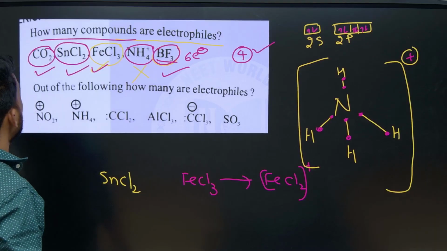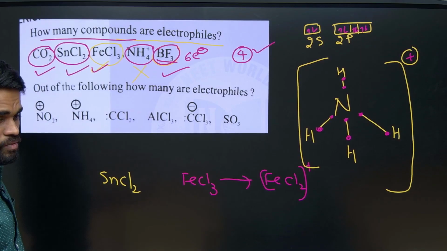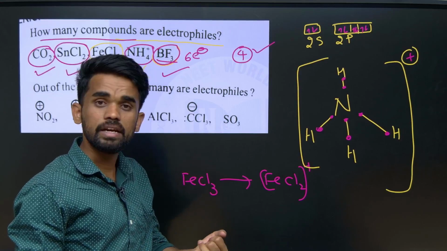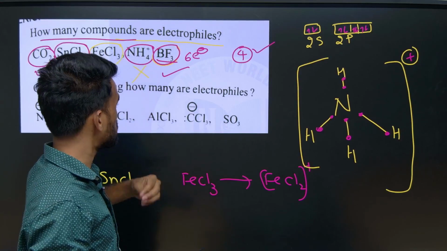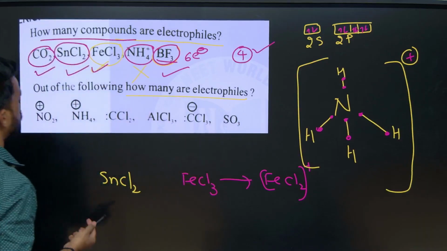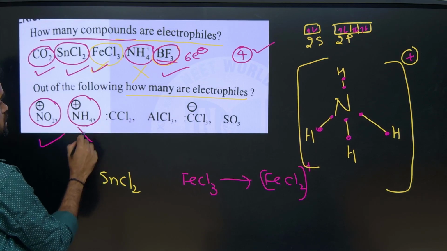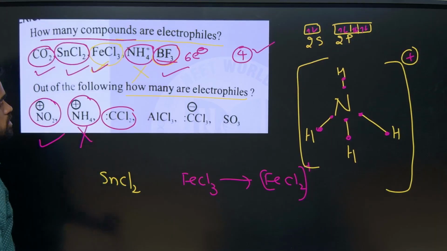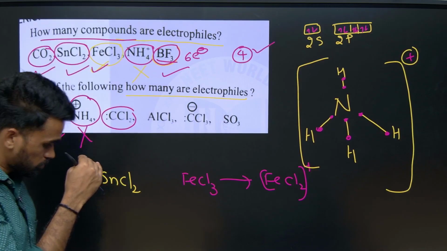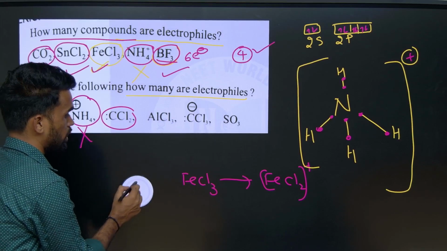This is a PYQ question from, I think, JEE Mains. I just collected whatever PYQs are related to this topic from JEE Mains, NEET, and also EAPCET, and merged all those questions. How many of these are electrophiles? NO2+ we discussed, this is an electrophile. Just now I told you NH4+ is not. And CCl2, what about CCl2? Tell me whether it will be singlet carbene or triplet carbene. Once you know that properly, then only you can solve this.